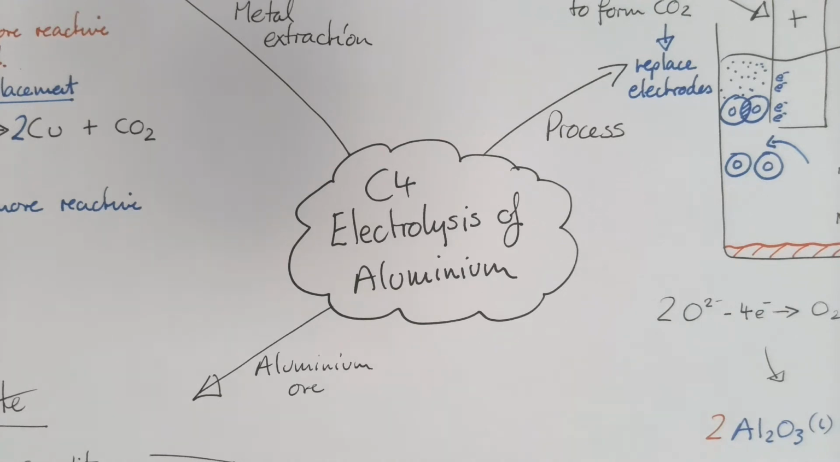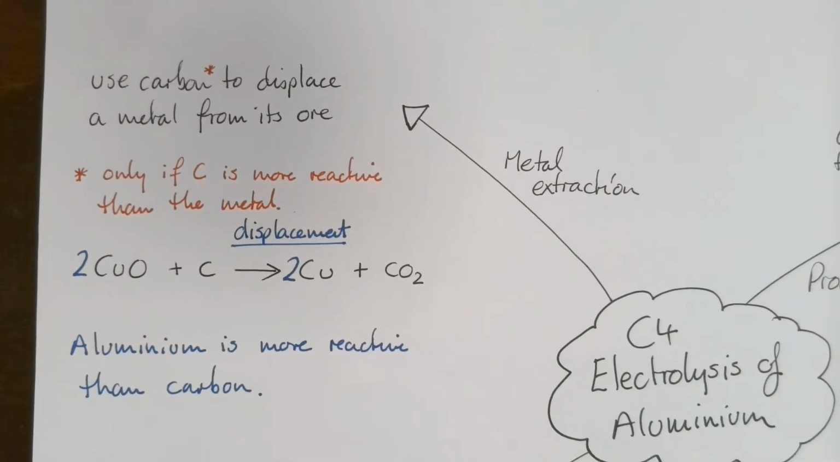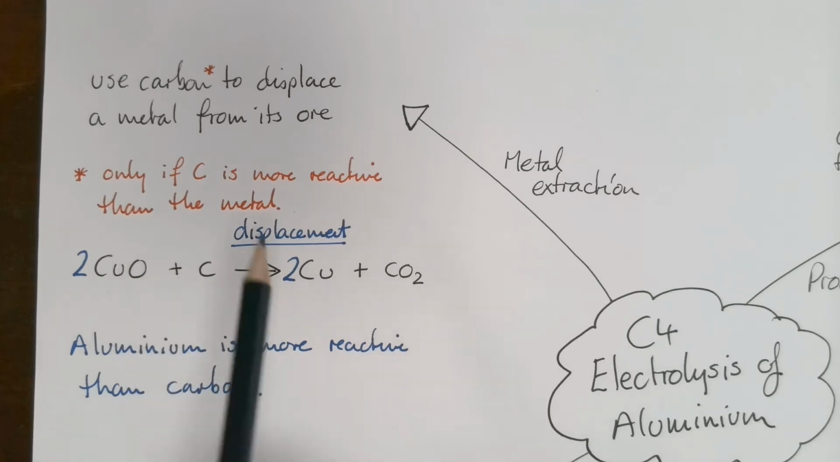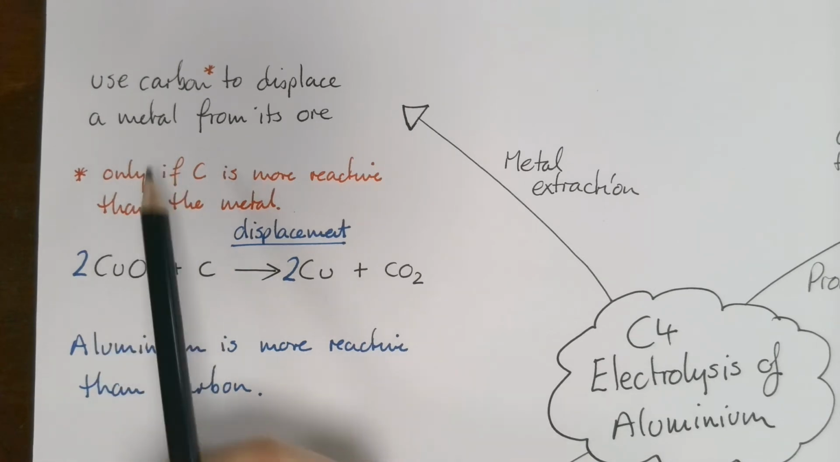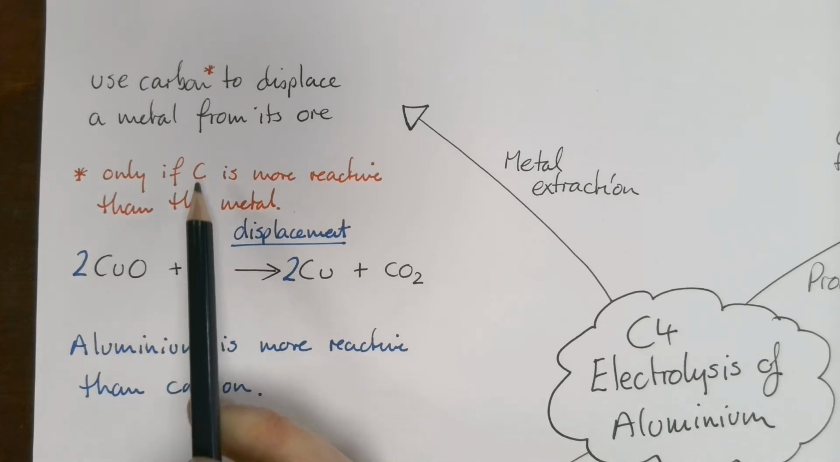Right, here's your brief summary of the electrolysis of aluminium for the C4 topic. Traditionally, we can use substances to displace substances in chemical reactions. So, for example, if you wanted to extract copper from oxygen in copper ore, then what you can do is pick something that is more reactive from the reactivity series.